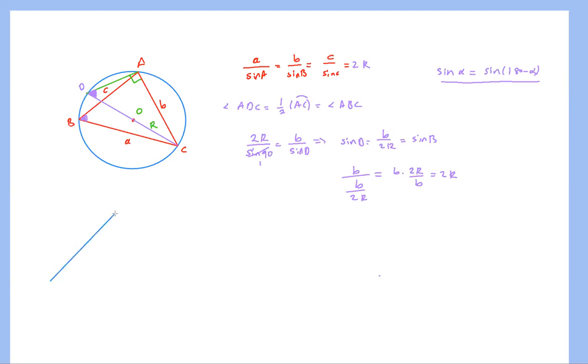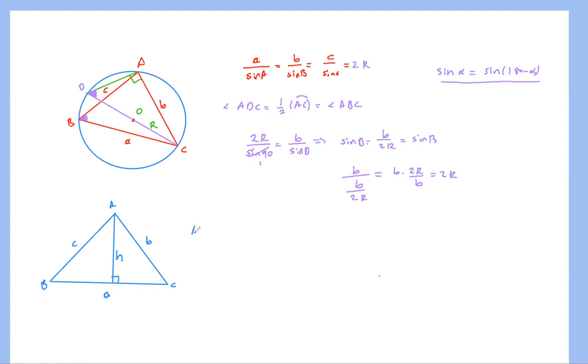So if I have a triangle, any triangle works. Let's say this is the altitude. I'm going to name this A, B, and C. If this is the height, I'll name it H. So this is B, C, and A.